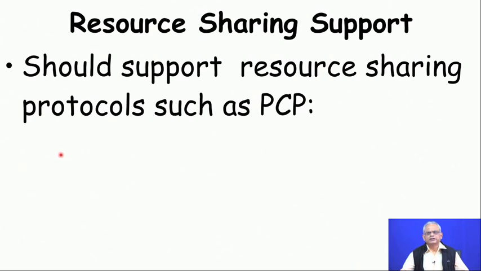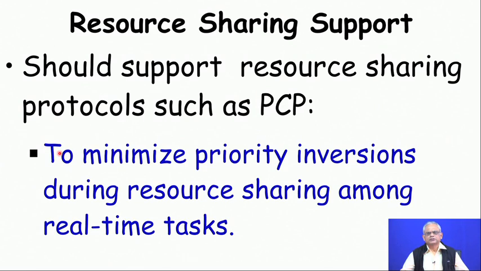And we have seen that the traditional operating system solution to resource sharing, which is the semaphores, leads to priority inversions and unbounded priority inversions. And we had seen protocols like priority ceiling protocol. The real time operating system needs to support the priority ceiling protocol, so that the high priority tasks do not miss their deadlines due to the priority inversion problem.